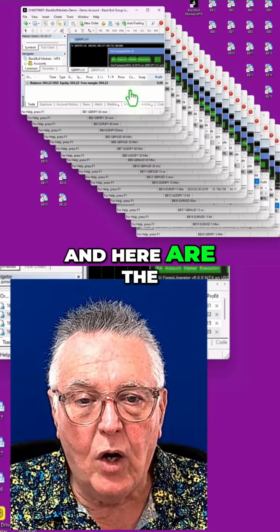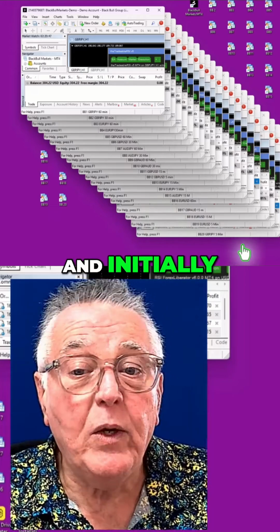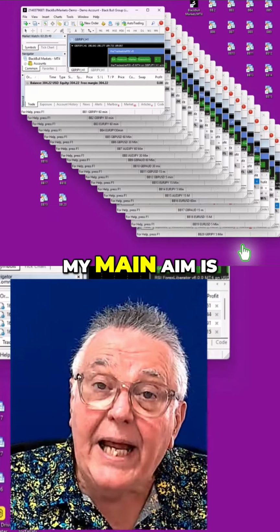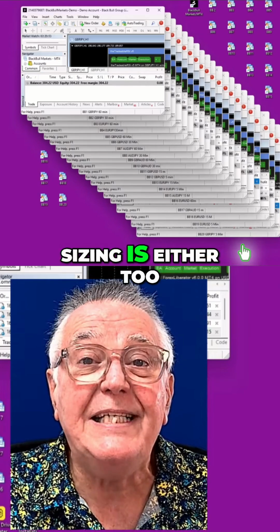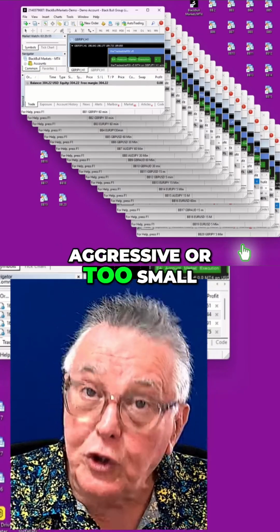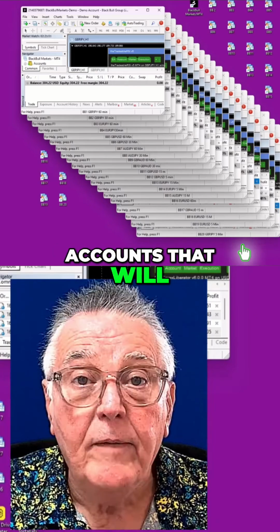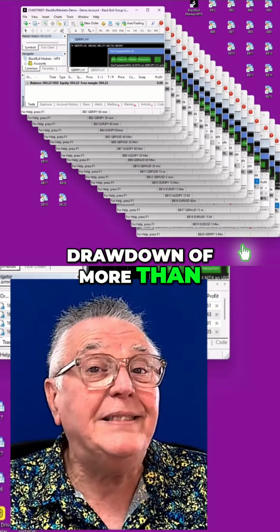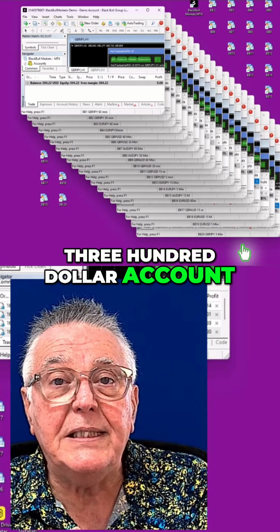And here are the actual accounts that have been traded. And initially, when I'm doing this, my main aim is to get a feel of whether the lot sizing is either too aggressive or too small, because you don't want accounts that will have a drawdown of more than 10%. Now 10% on a $300 account is about $30.